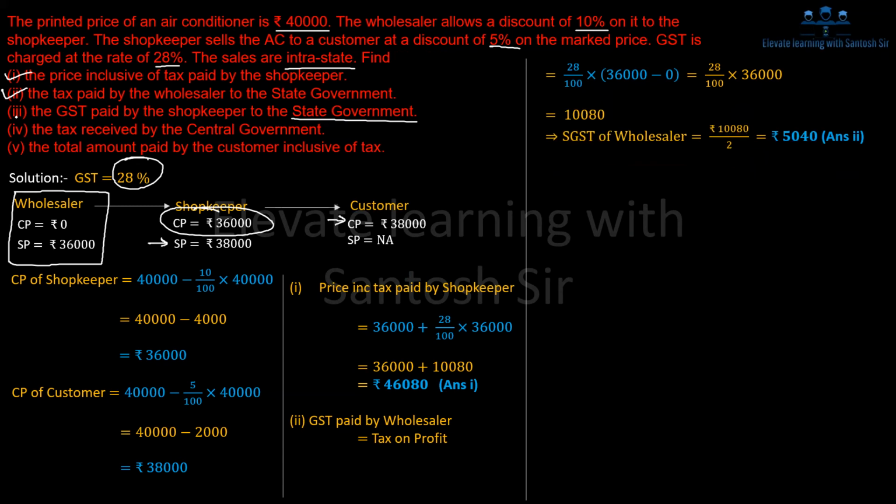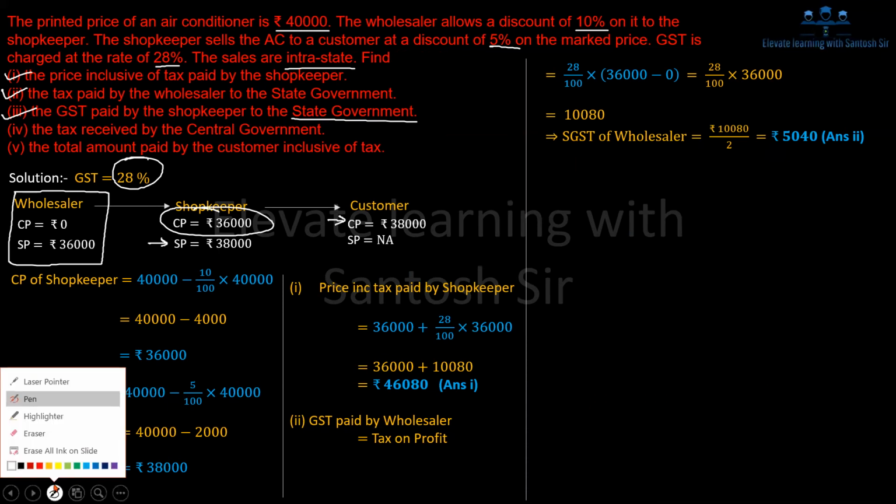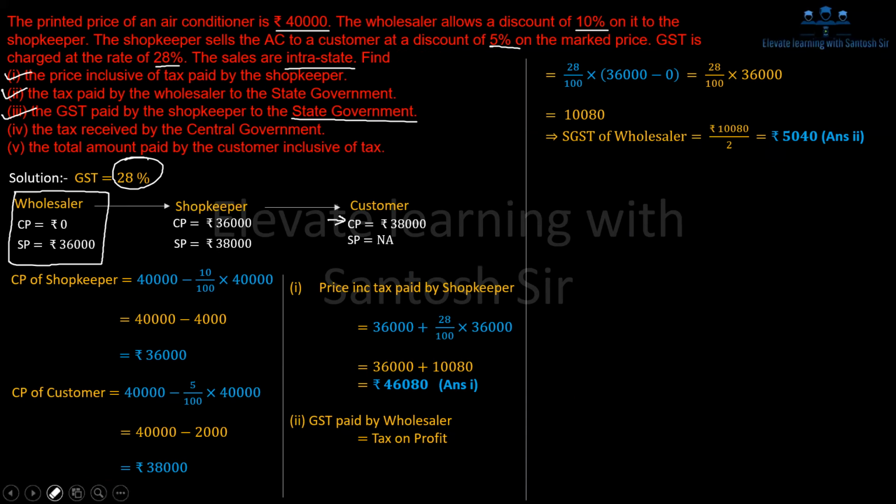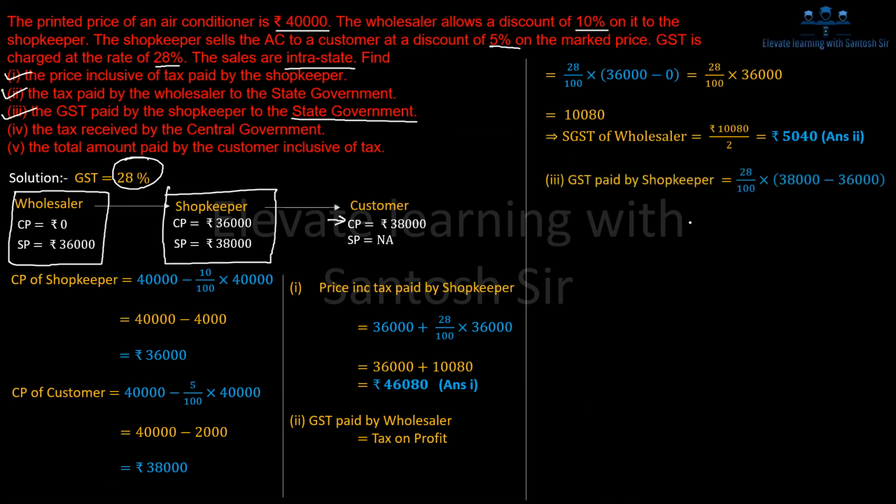Let us come to the third sub question. GST paid by shopkeeper to the state government. Let us come to the shopkeeper now. If we look at the shopkeeper, his net GST will be again tax on profit. So 28% on his profit, which is 38,000 minus 36,000, which is 28% of 2,000, which is 560 rupees. Now, GST paid by the shopkeeper to the state government will be half of 560 rupees, that is 280 rupees.